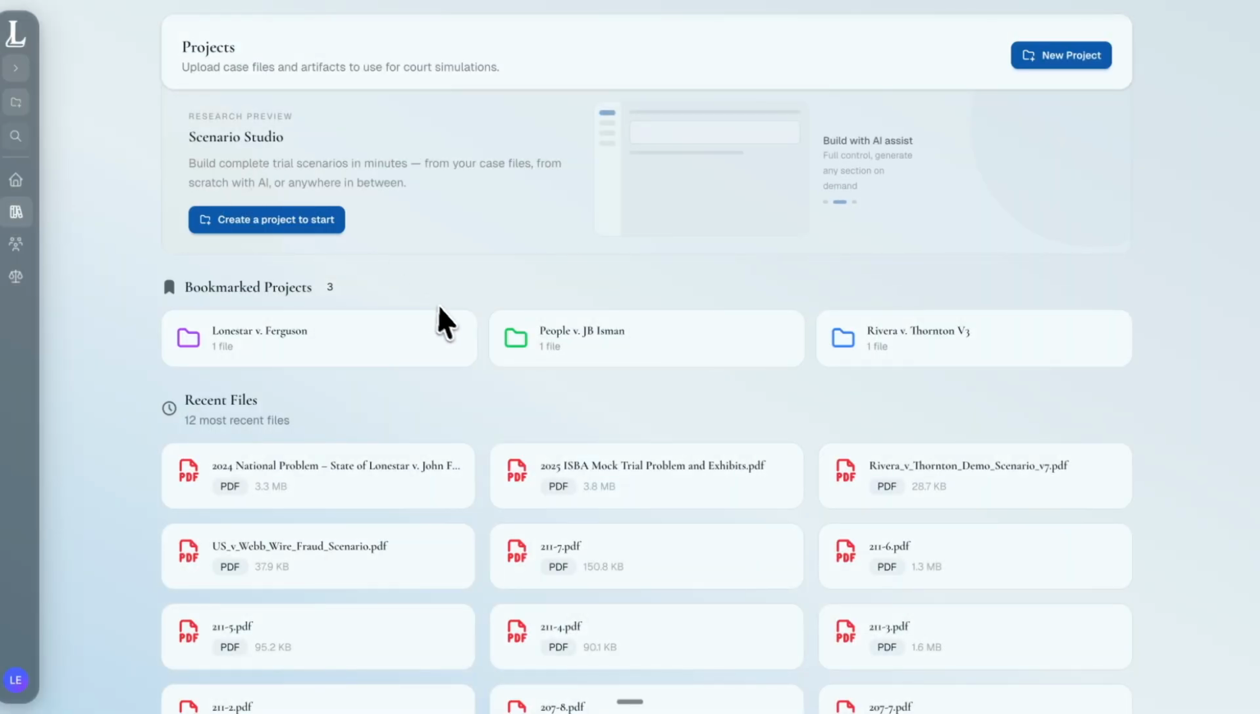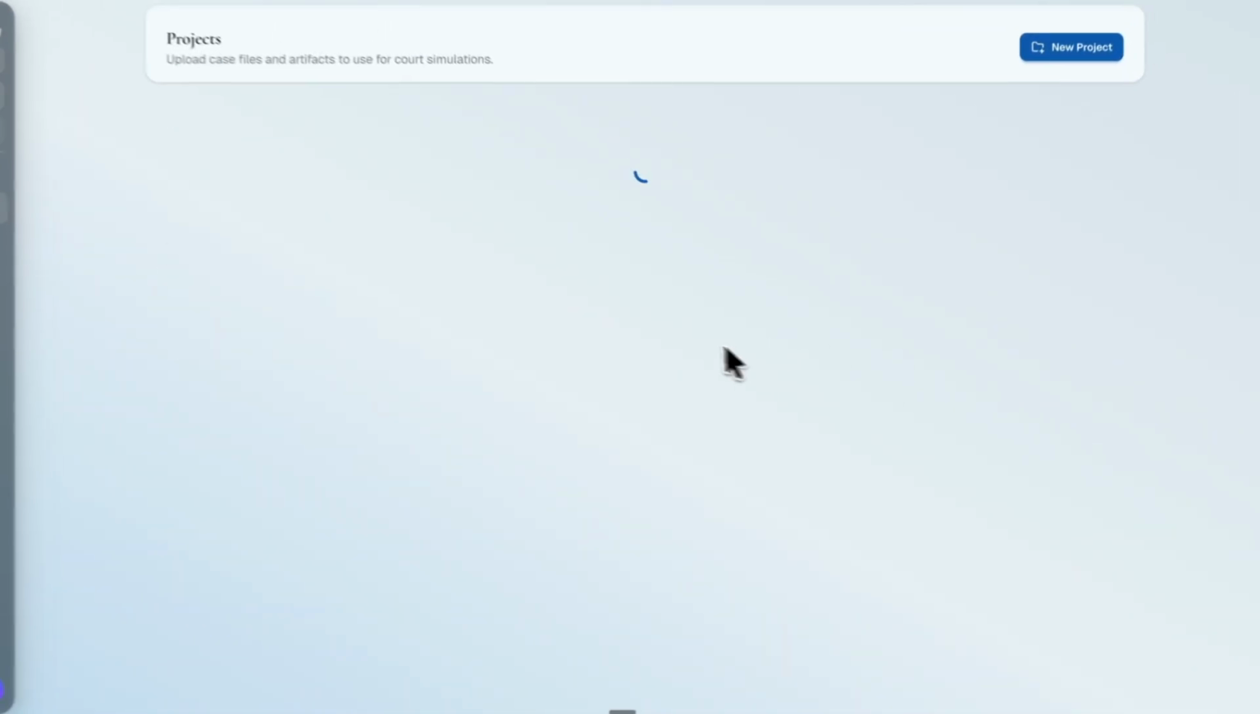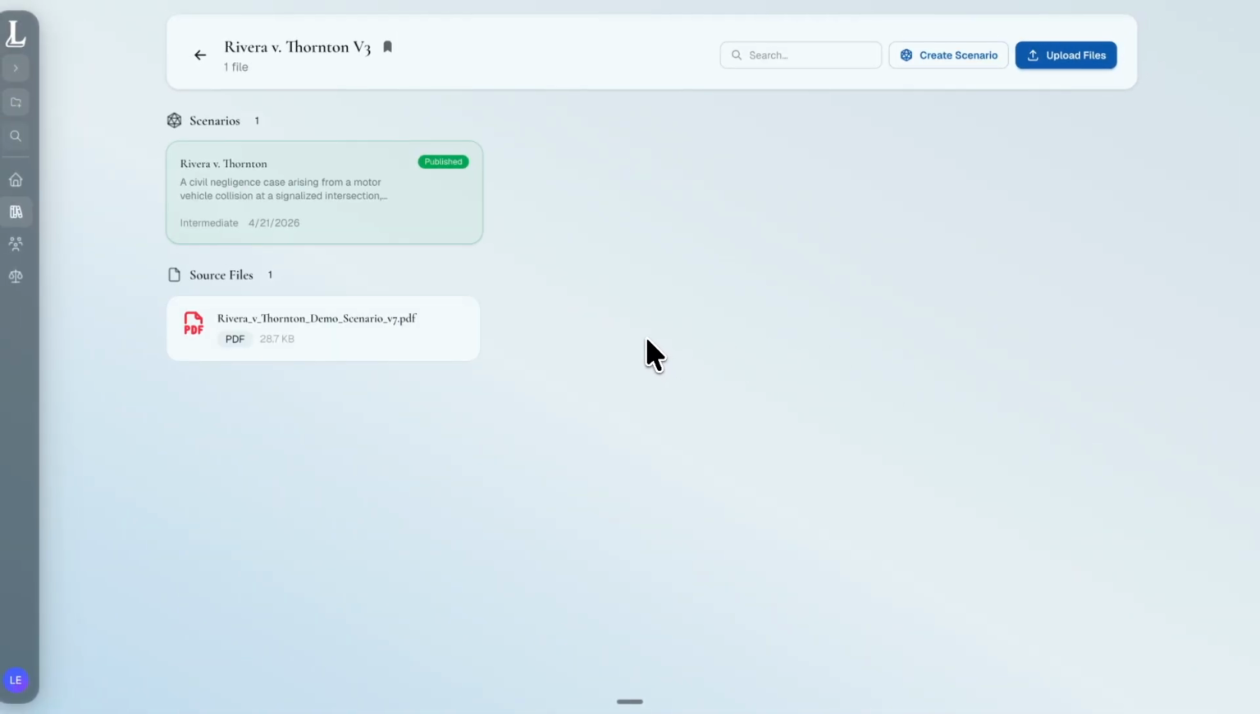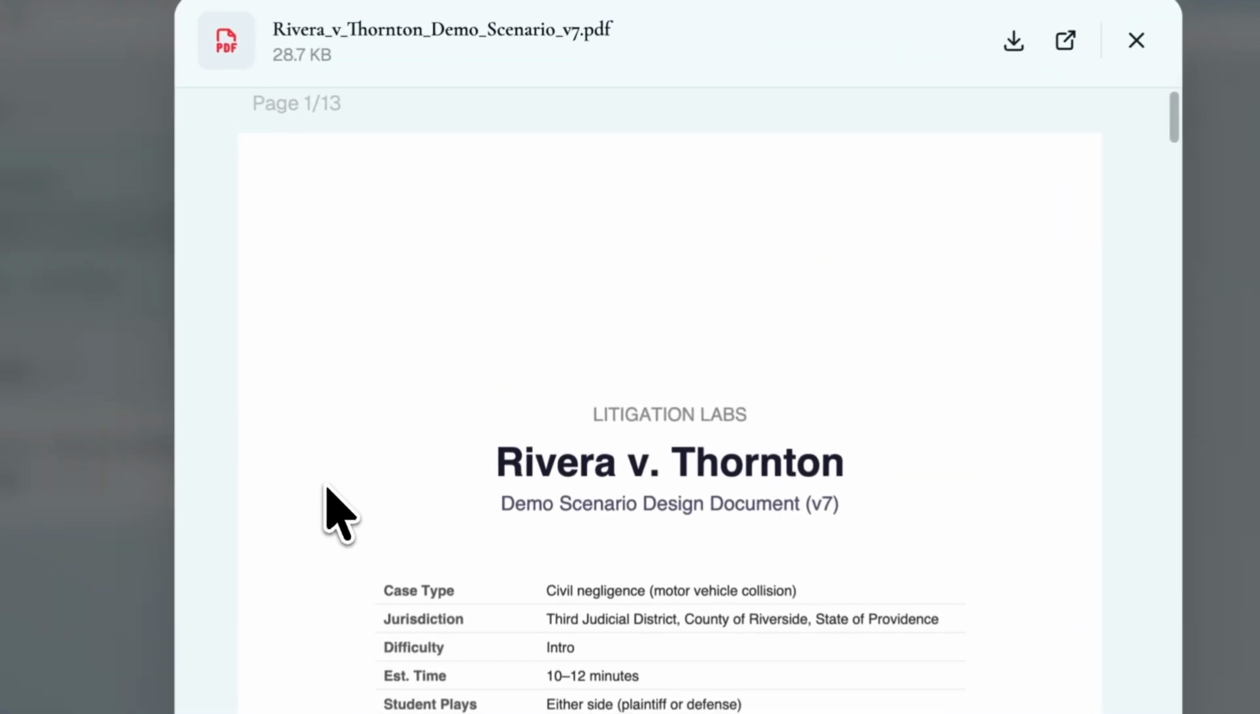Let's take a look at how it works. This is the Litigation Labs case library. You can see folders for different cases. Each one holds the source documents and the scenarios I've generated. This is the folder for Rivera v. Thornton, a mock trial problem based on a straightforward civil negligence case.